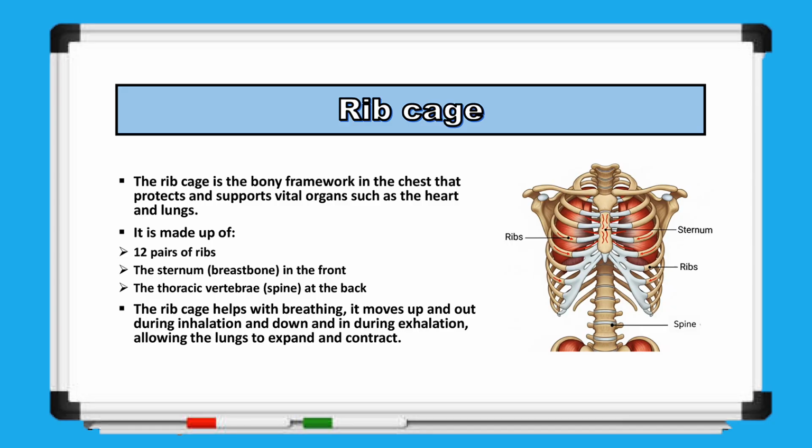The rib cage also plays a key role in the process of breathing. When we inhale, the ribs move upward and outward, expanding the chest cavity so that the lungs can fill with air. During exhalation, the ribs move downward and inward, reducing the size of the chest cavity and helping push air out of the lungs. So overall, the rib cage, made up of the ribs, the sternum, and the spine, not only protects the vital organs but also assists in the mechanical process of breathing.